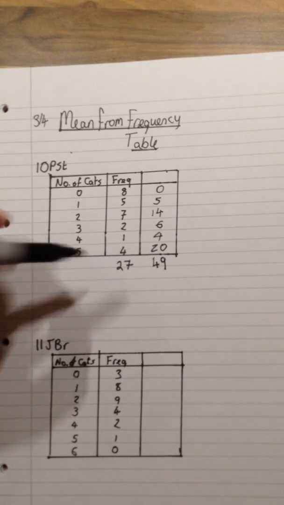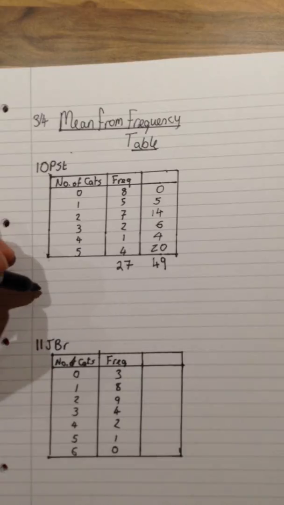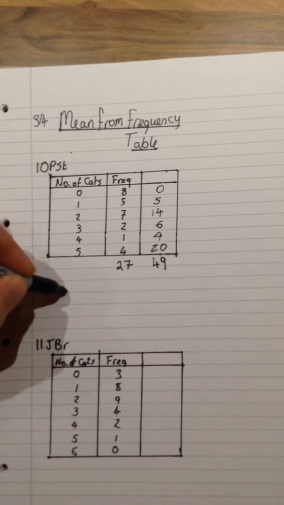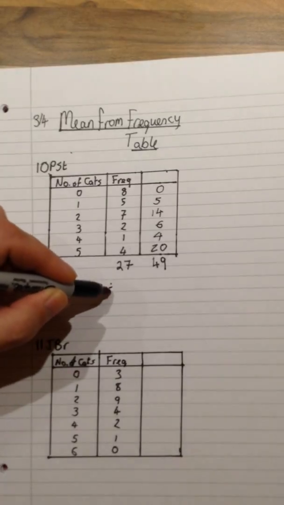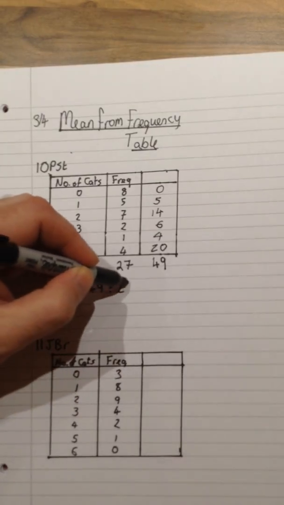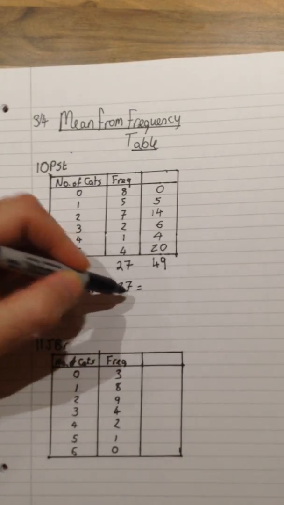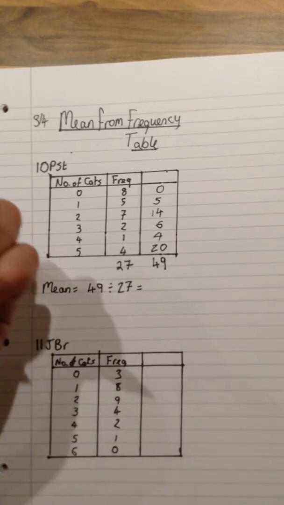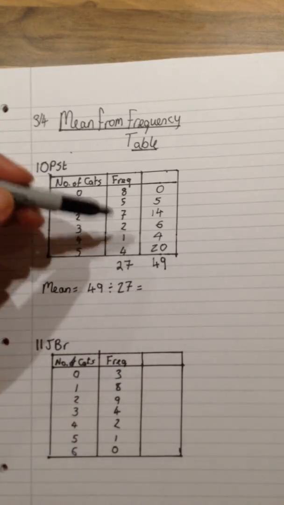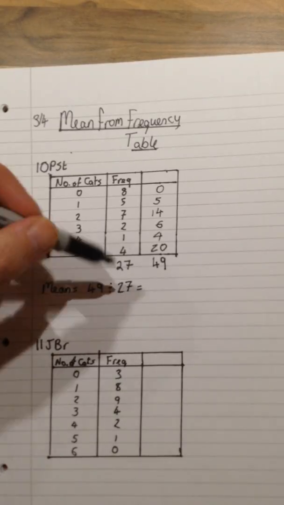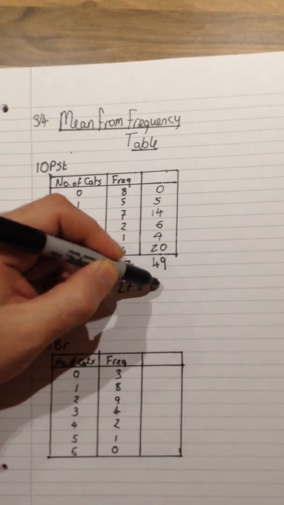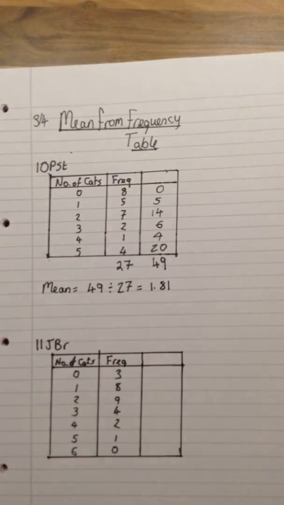So if I take both of these numbers now, to find the mean, I would take the number of cats and divide it, therefore sharing it equally between everybody in the form. Obviously this is going to be a calculator question, so if you type into your calculators 49 divided by 27, this gives us 1.81 when rounded to 2 decimal places.